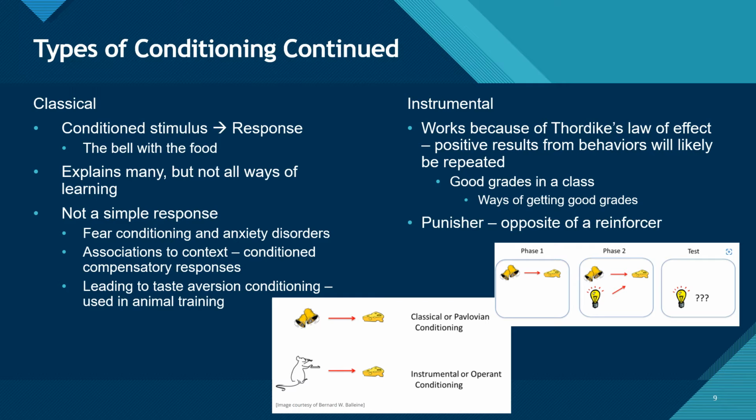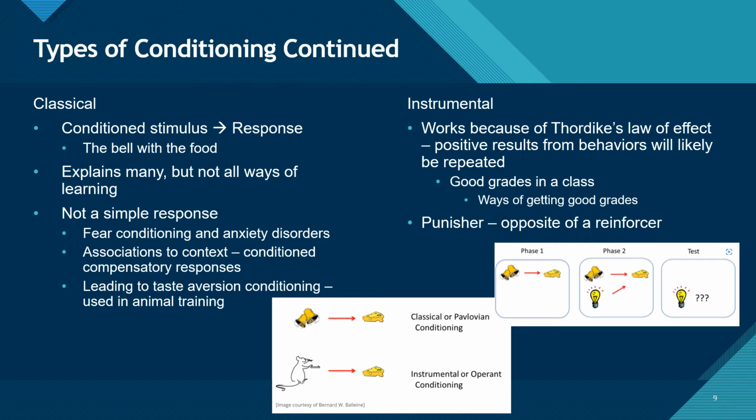Maybe I'll talk more in class. There's punisher, which is the opposite of reinforcer, but is another tool to reinforce. So here is a good example of classical or Pavlovian conditioning versus instrumental and operant conditioning. The bell to the cheese versus the pedal and the cheese.